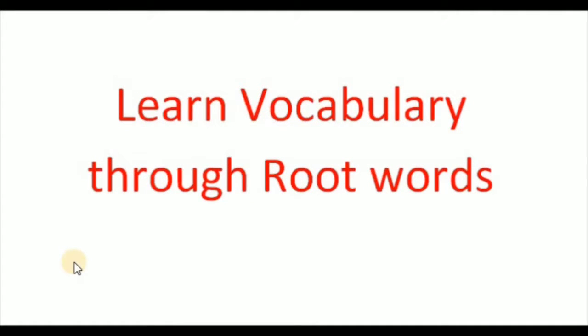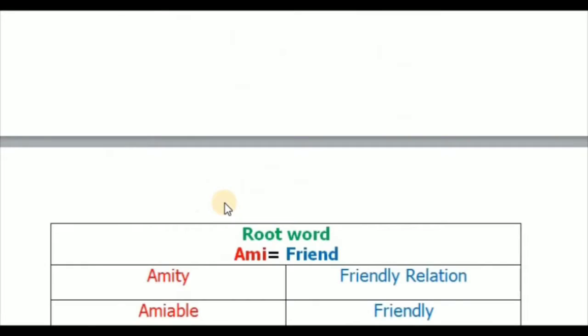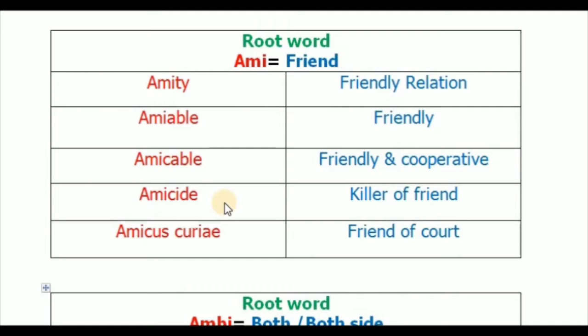In this lesson we learn vocabulary through root words. Coming to the lesson, the first root word is ami. Ami means friend. We took 5 examples for the ami root word: amity, amiable, amicable, amicide, amicus curiae. These are 5 words. Let us know about the meanings of these 5 words.